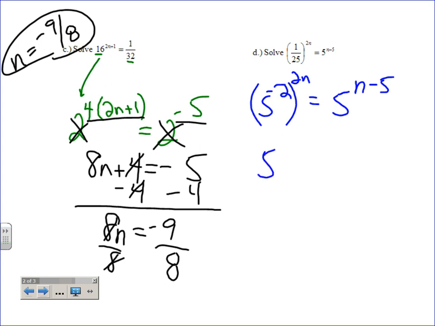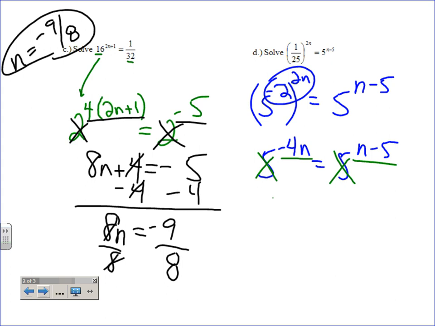So this is 5 to what? Ooh, we haven't done this in a little while, about 10 minutes. Negative 4n. Now, I think this is the first time there was a variable on both sides, though, right? When we got done. But whatever n value I put on this side and whatever n value I put on that side, they have to be the same if I'm going to take 5 to that power and have them be equal, right? And so 5, no longer important. Negative 4n equals n minus 5.